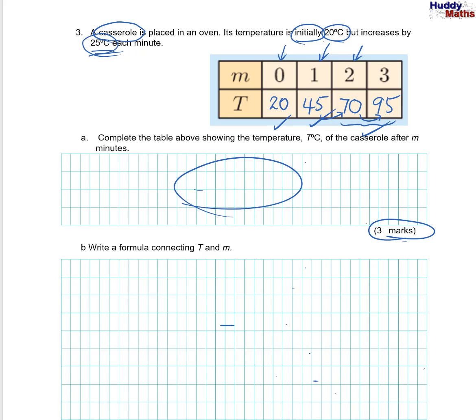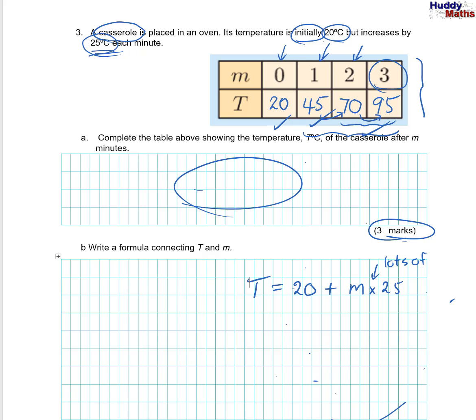Write a formula connecting T and M. Okay, so how do you get them? Saying it's 20 degrees to start with, and every minute I'm adding a 25, aren't I? So if I've got M minutes, I've got M lots of 25. That's what we did up here. After 3 minutes we had 3 lots of 25 added, so it was 75 plus the 20. So that's what we're doing. Every minute is another lot of 25. So that's the idea of multiplication.